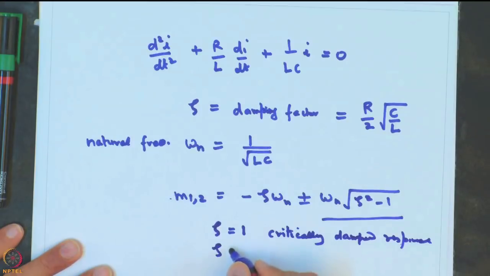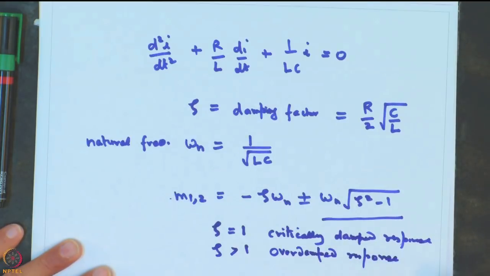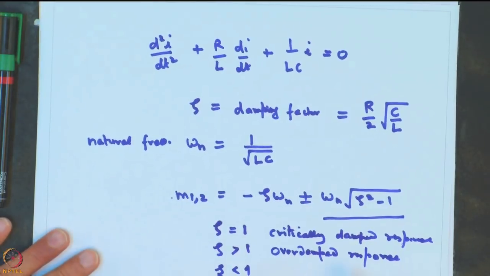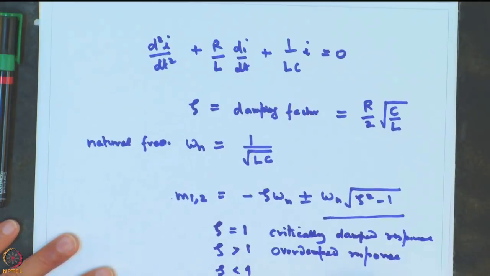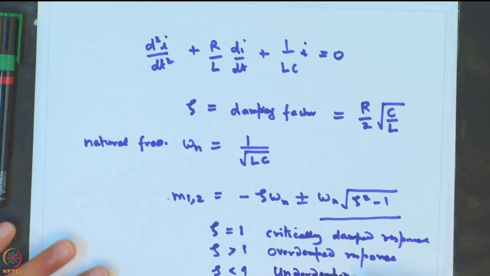If zeta is greater than 1, we call it an overdamped response. So you will not see any oscillatory response in either of these two conditions. And if zeta is less than 1, the quantity inside the square root becomes negative, and hence you will get imaginary roots. As you know from Euler's formula, this will lead to sine and cosine terms, and hence this is going to be an oscillatory response, also called underdamped, which means it is going to oscillate. So, underdamped response.